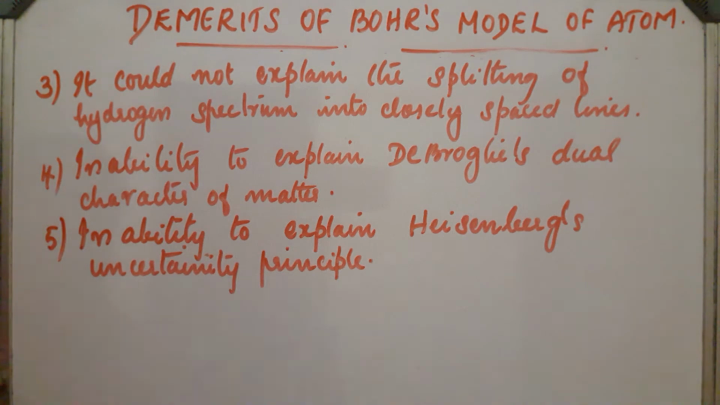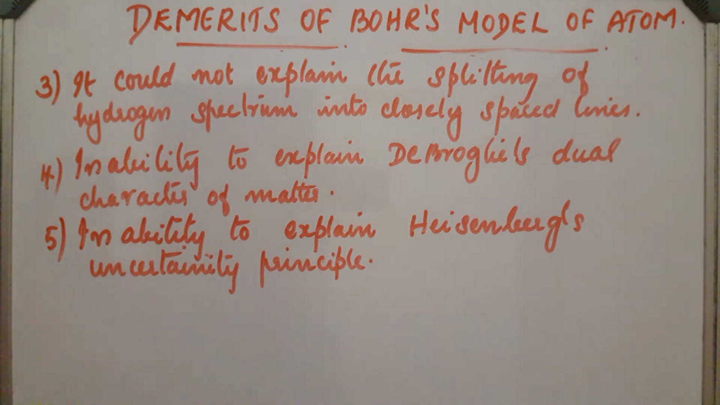According to Bohr, electrons are revolving around the nucleus in circular fixed orbits, and these orbits are having a fixed energy. He could not agree with Heisenberg's uncertainty principle. That is, exact position and exact momentum could not be determined simultaneously. These are the different demerits of Bohr's model of atom.